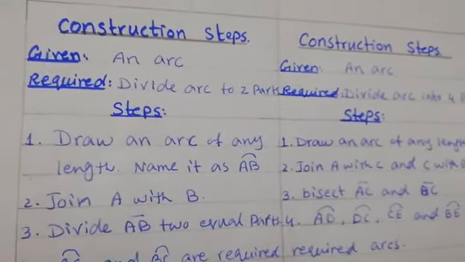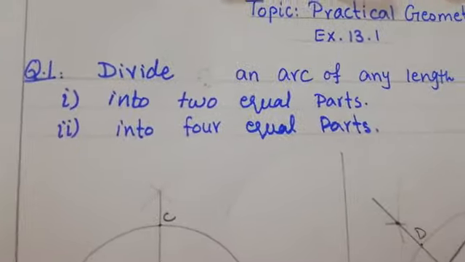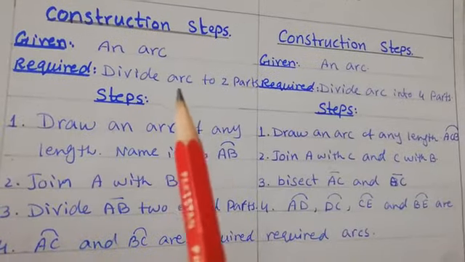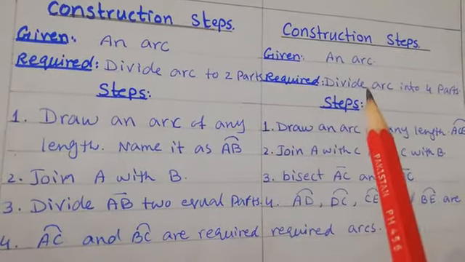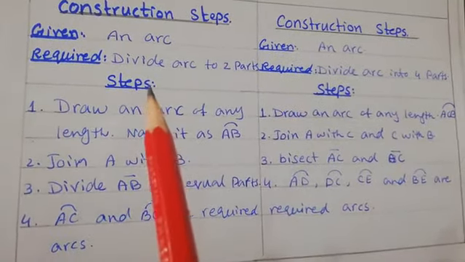First you will write the given. According to the question, the given is that we have an arc of any length, and the required is that in the first part we will divide the arc into 2 equal parts, and in the second part we will divide an arc into 4 equal parts. After that you will write the construction steps.